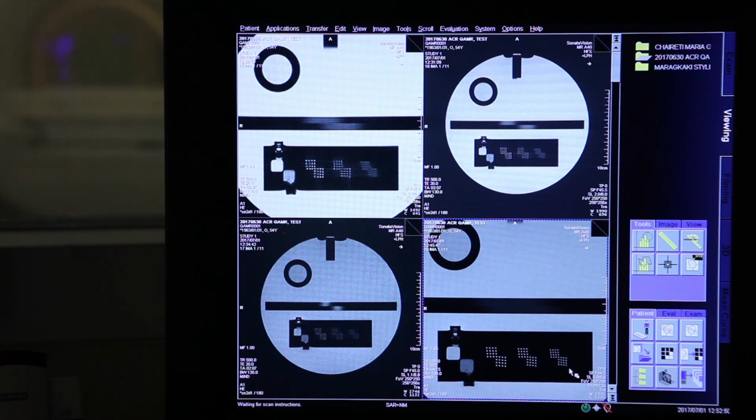Things you cannot do with this phantom: you cannot measure MTFs of the system itself, the resolving power of the system. You could not do it, and you have to use other phantoms for that. As a practical tool for doing basic quality assurance tests, I think this suffices.